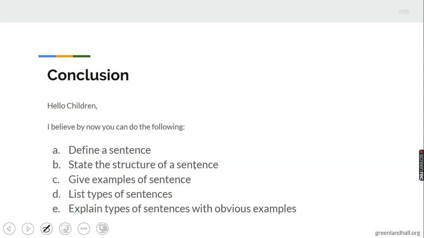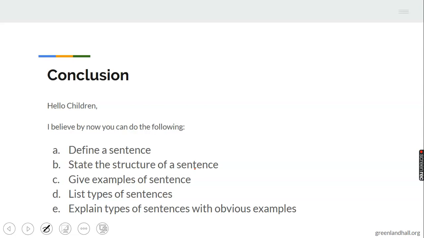Then let's go to the structure of a sentence. A sentence must have what? Just give me the 2 structures. Must have what? Subject and predicate. Good. Now let's go to examples of sentences. I gave you some examples in the first, second, third slide. Okay. Good. Now let's go to types. I gave you 4 types. What are they? Good. Now let's go to types of sentence with examples.